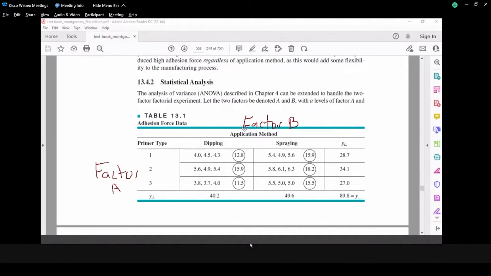In order to analyze this data, you need to construct the ANOVA. Source of variation, remember: factor A, factor B, and AB, the interaction of A and B.